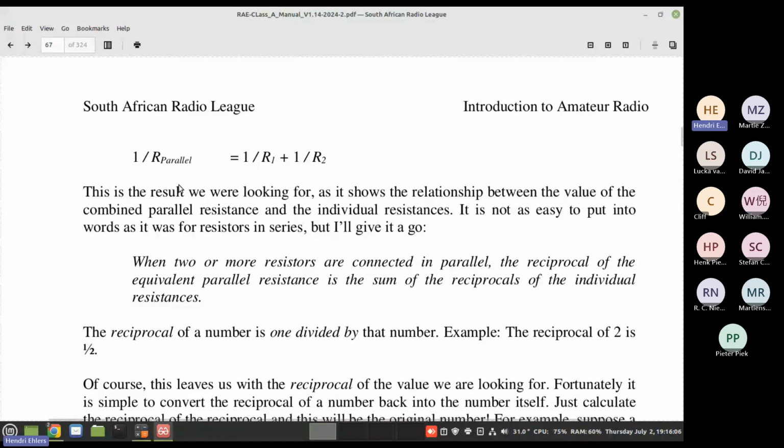Okay, right. So this is the calculation for resistors in parallel. They've used R parallel. The correct way of writing it is RT, resistor total, equals 1 over R1 plus 1 over R2, and you carry on for as many resistors as you have in parallel. You can have 100 resistors here, being R99, R100, exactly the same.